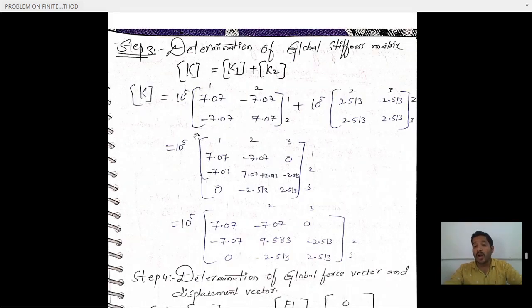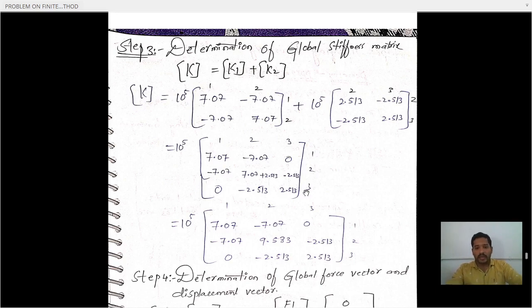So you know the procedure of how to multiply. Again I will repeat. First node to first node, you will get 7.07. First node to second node is minus 7.07. Is first node to third node available here? Not available. If it is not available, it is considered as 0. Again, second node to first node is minus 7.07. Second node to second node is 7.07, and here also second node to second node is 2.513. Is second node to third node available here? Yes, it is available. How much? Minus 2.513. Clear?